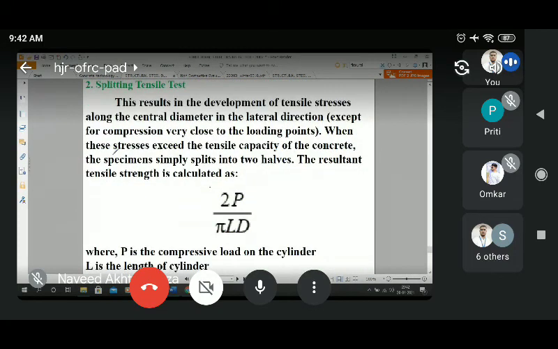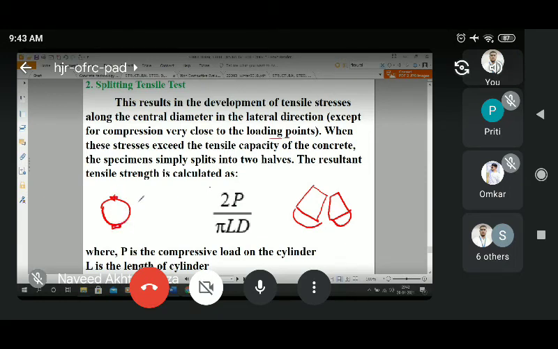After applying the load, the specimen breaks into two halves like this. The specimen breaks at the center. This results in the development of tensile strength along the central diameter in the lateral direction, except for compression very close to the loading points. The compression is only at the loading point where we are applying the load, so only near this surface will you feel some compression.